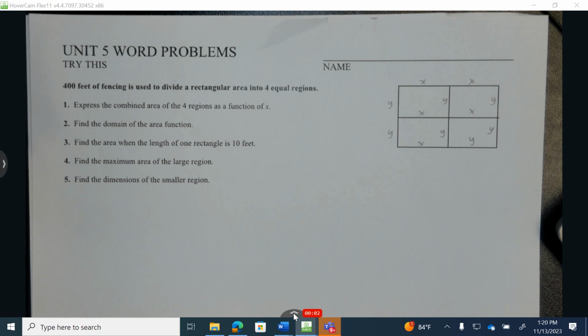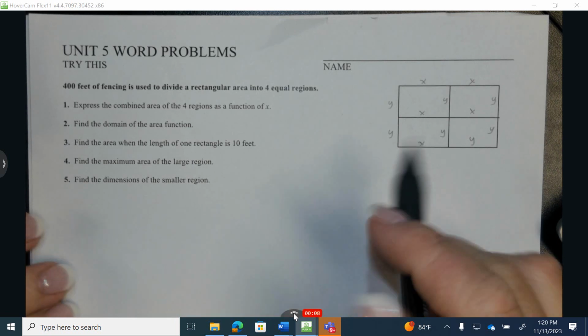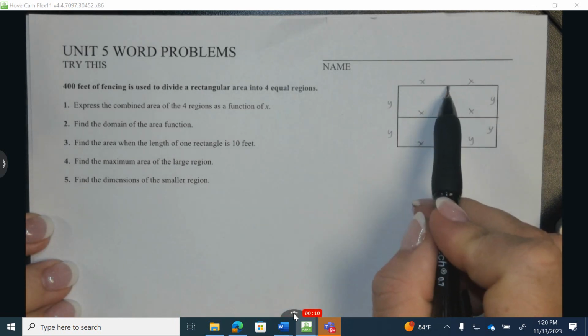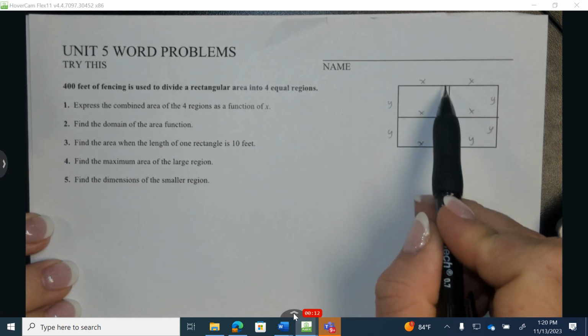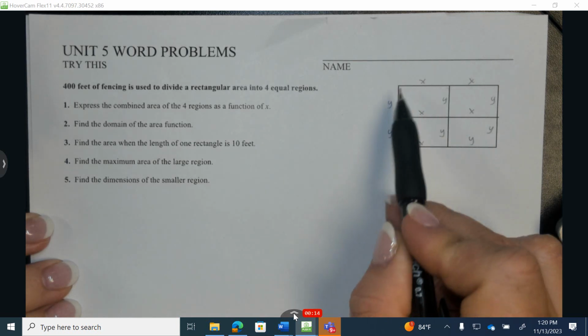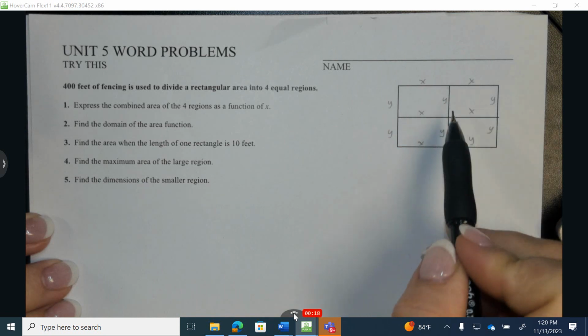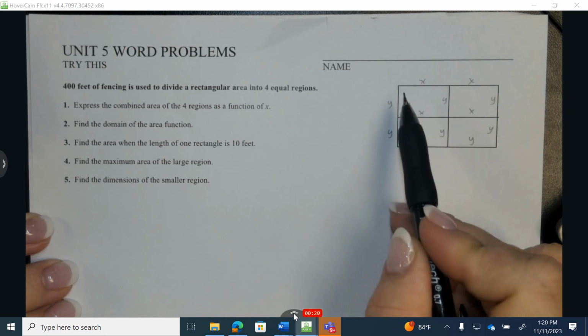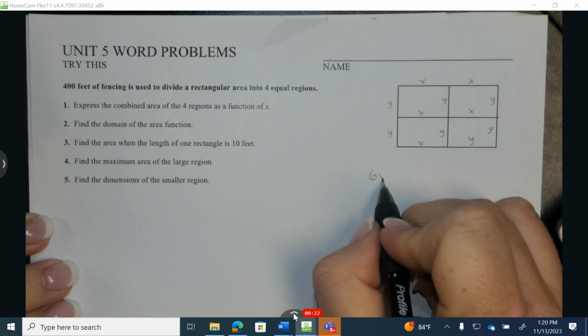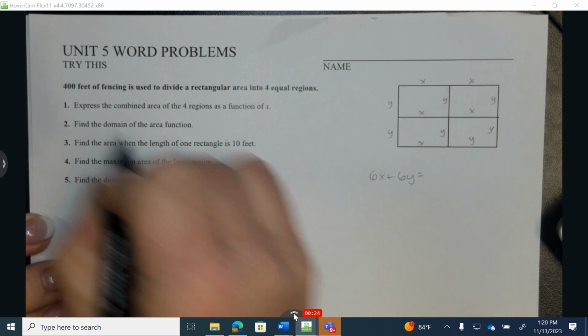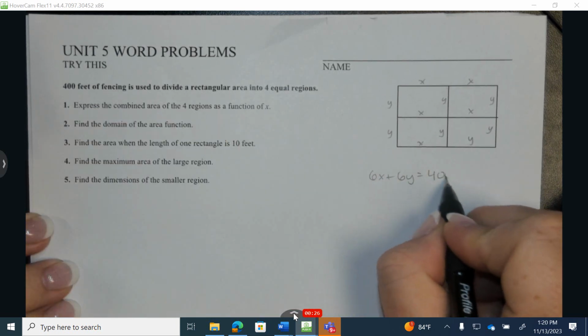Express the combined area of 4 regions as a function of x. We have 400 feet of fencing used to divide a rectangular area into 4 equal regions. So I've set the length of one of these mini rectangles as x and the width as y. We can see there are 6 x's and there's also 6 y's. 6x plus 6y equals 400 feet of fencing.